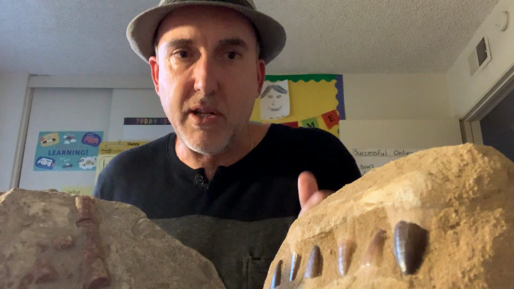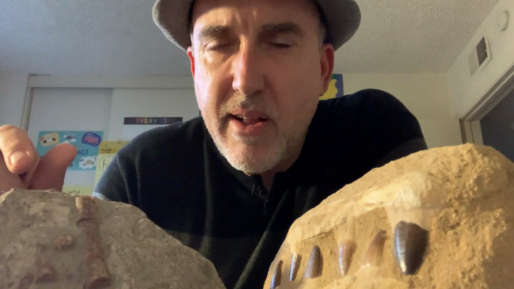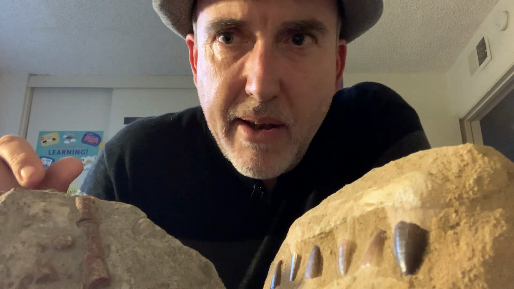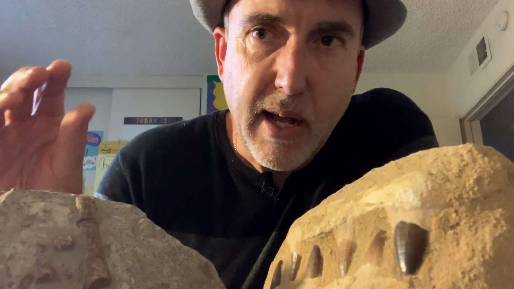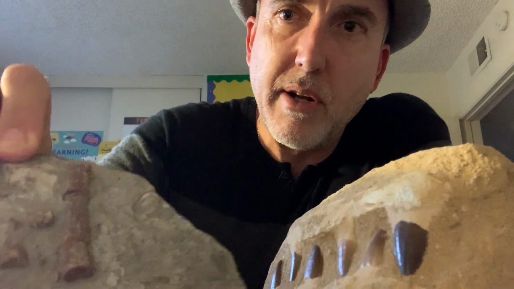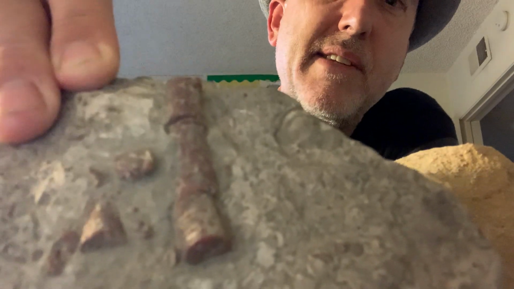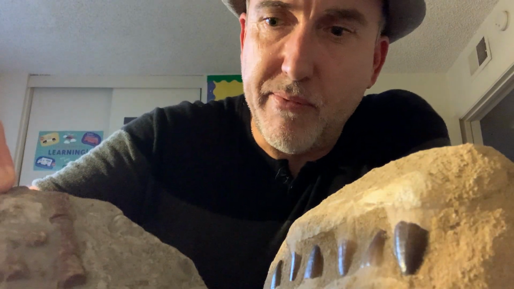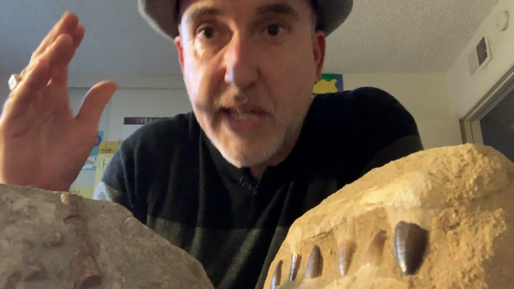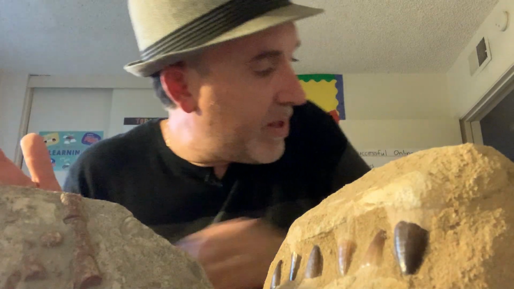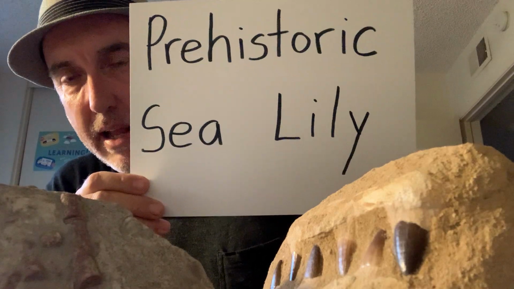Some more fossils for you guys to look at. How about this one right here? Okay, that looks interesting. What is that? Well, let me tell you. That is called a sea lily. A sea lily. Let me show you closer. It kind of looks like a plant, but it's not. It's an animal. Similar to maybe a sea anemone today. But let me show you the name.